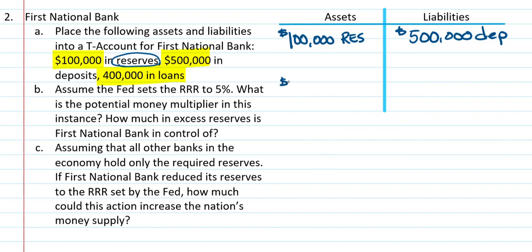And then we have 400,000 that are going to exist as our loans. And once we see this balance, 500,000 is 100,000 plus 400,000, we know that we're balanced and we've taken care of all of these numbers from the question.